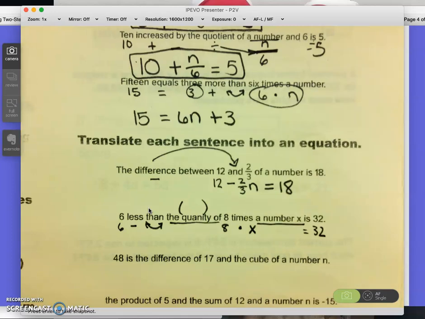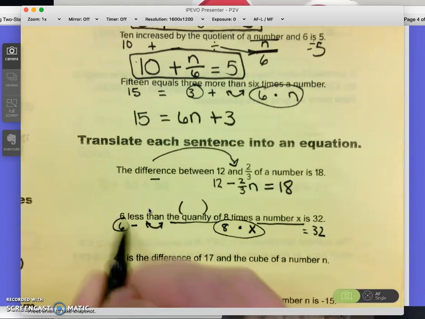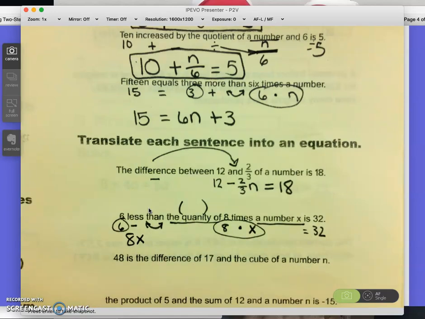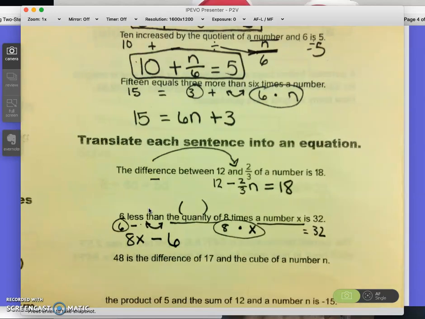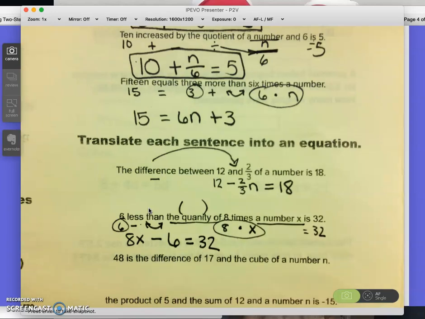So now I need to write this into my sentence. Because it's than, I need to change the order of this and this. So 8x will come first, my subtraction sign, and then 6 is 32. So this is 6 less than 8 times a number is 32. Right?